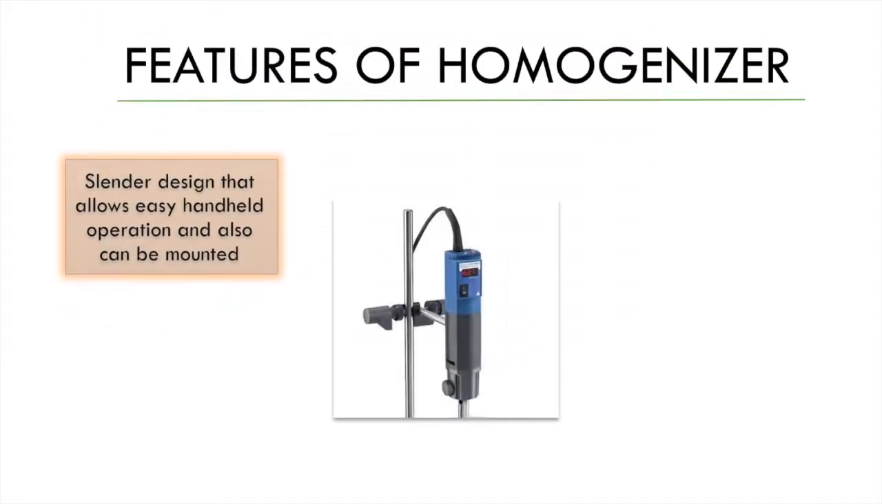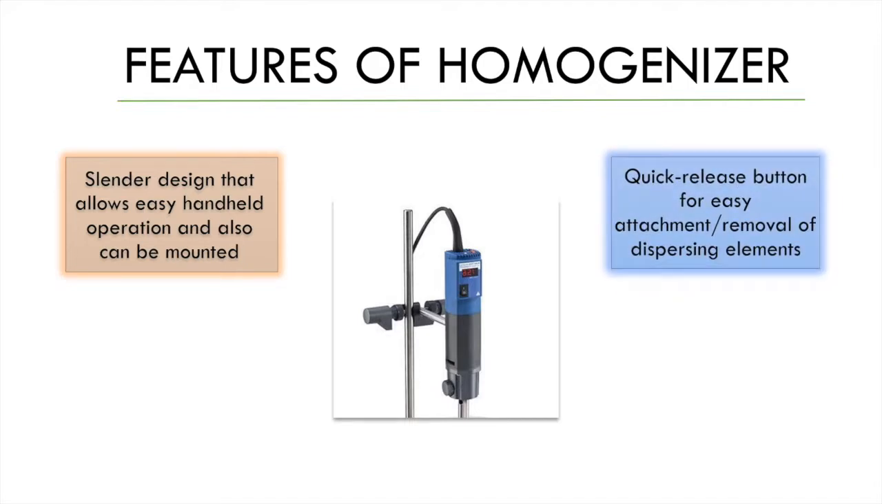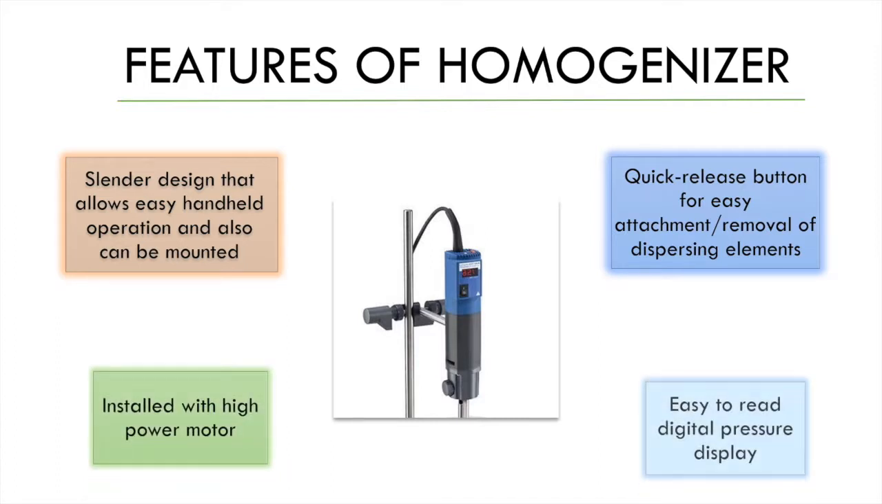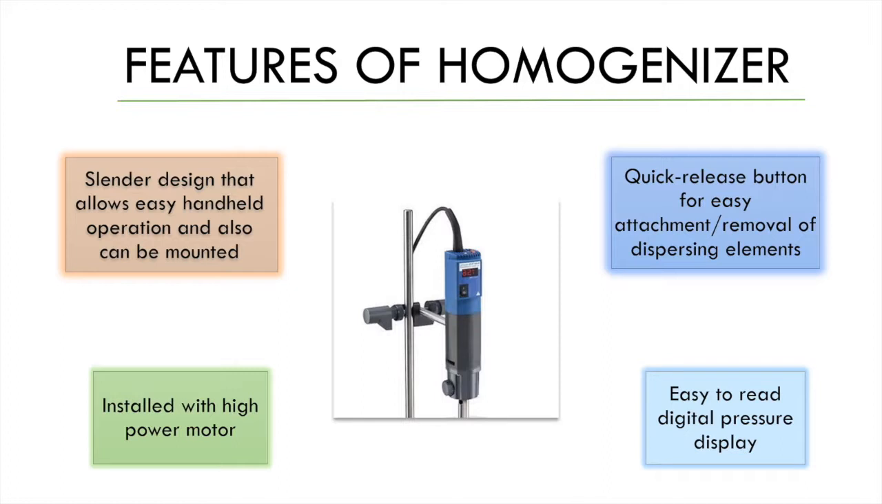Features of homogenizers include having a slender design that allows easy handheld operation and also can be mounted. It has a quick release button for easy attachment or removal of dispersing elements. It is also installed with a high power motor besides having an easy to read digital pressure display.